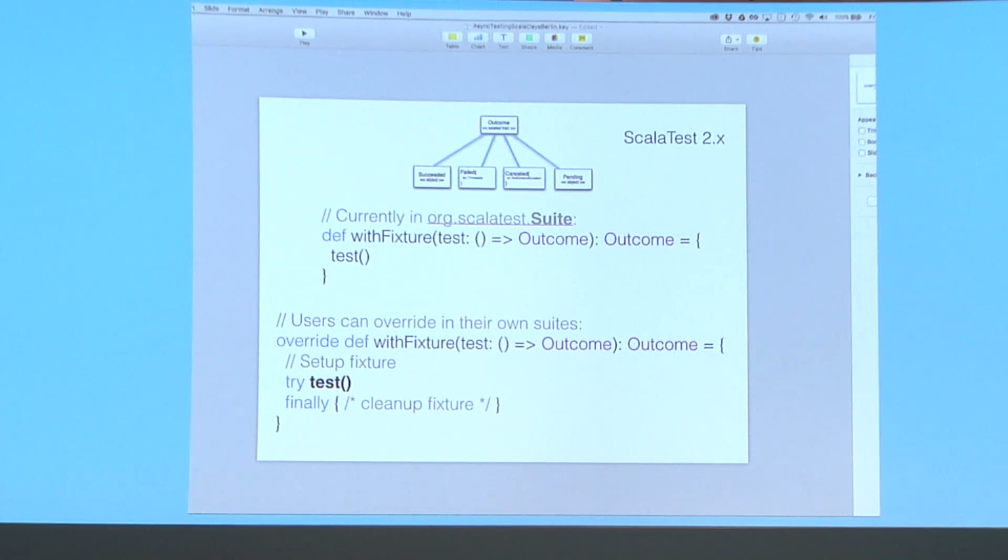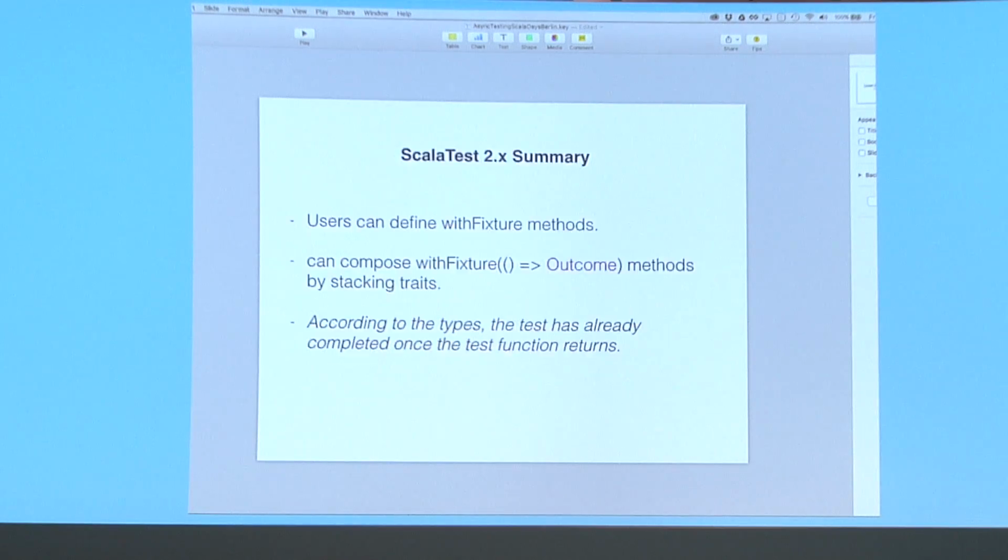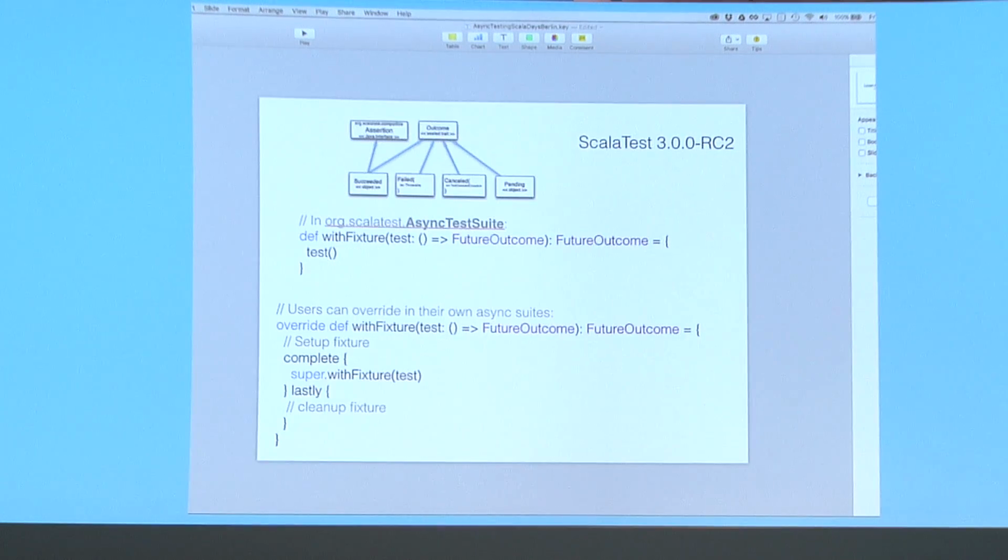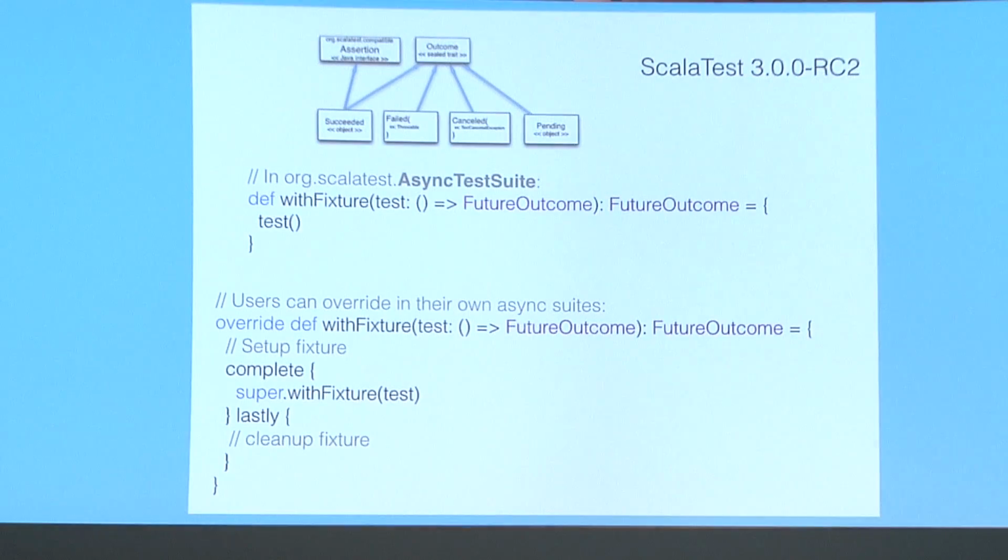So I came up with a new syntax called complete lastly, which is like try finally for futuristic things. So that looks like this. So you just say complete, and then in there you have to have some code that produces something that's futuristic.